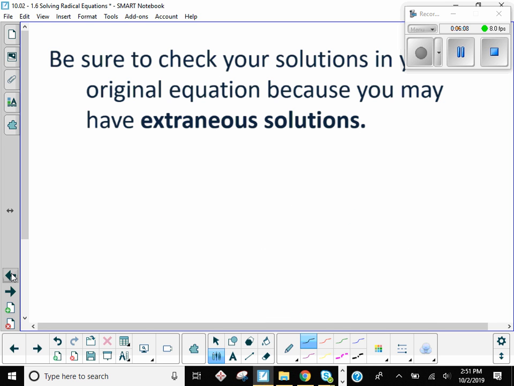This is the bottom left of your notes, and you have a little bit of blank space under there, and I want you to write the following thing. So I switched gears, I stopped that problem for a second, went back to this slide. This is the bottom left of your notes. It says, be sure to check your solutions in your original equation because you may have extraneous solutions.